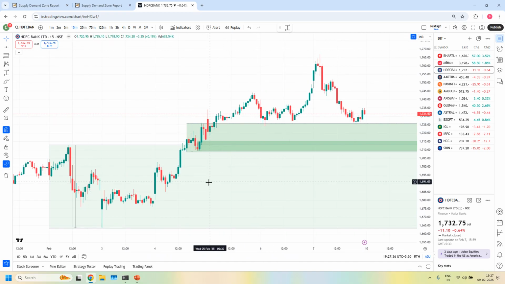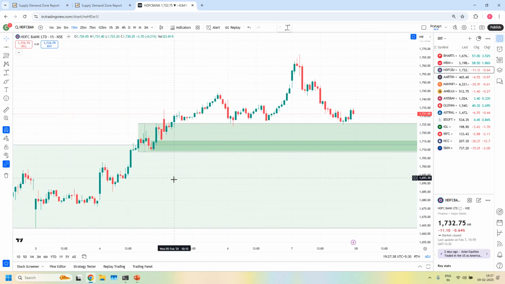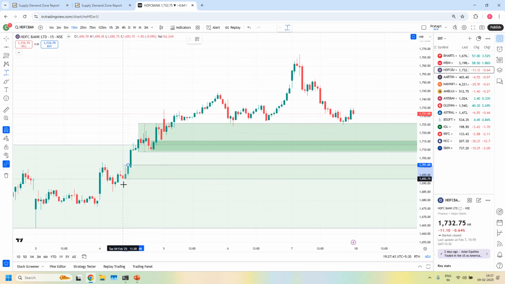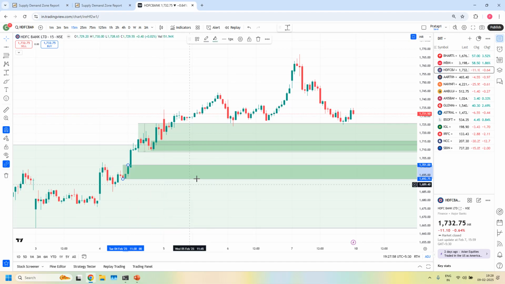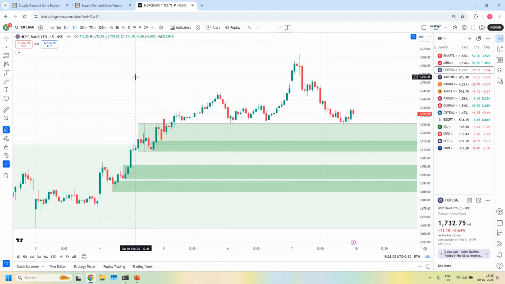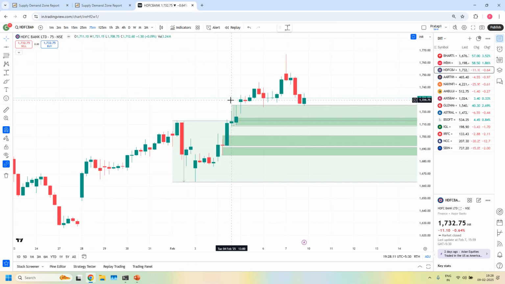But here also, is there any 15-minute zone? Yes. See, here you can draw a 15-minute zone like this. Of course there is one more 15-minute zone here, but this is a 15-minute zone. You can also draw one more 15-minute zone like this. You have multiple zones. Now go to the daily time frame. Sorry, these are the 15, but we have to look into 75.